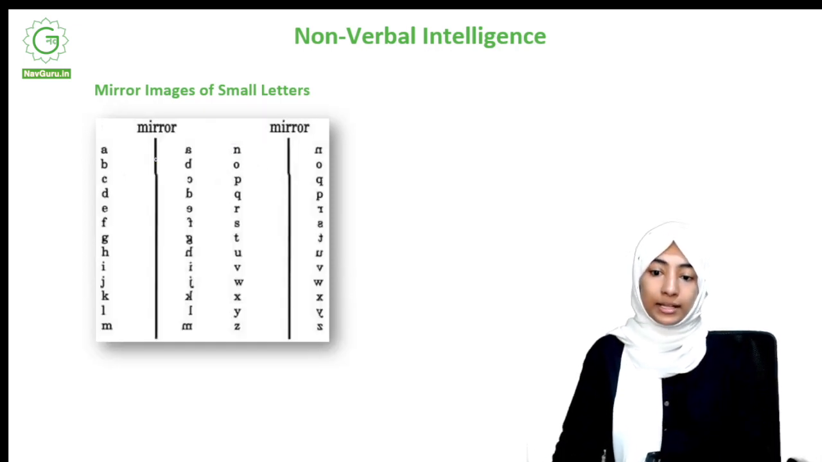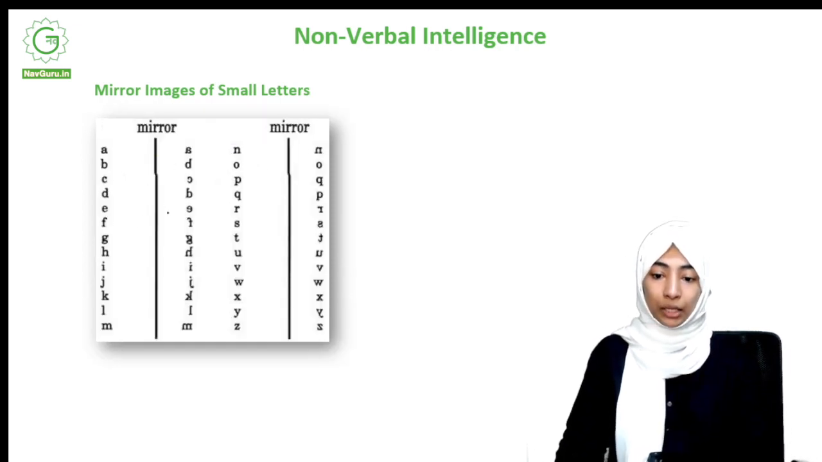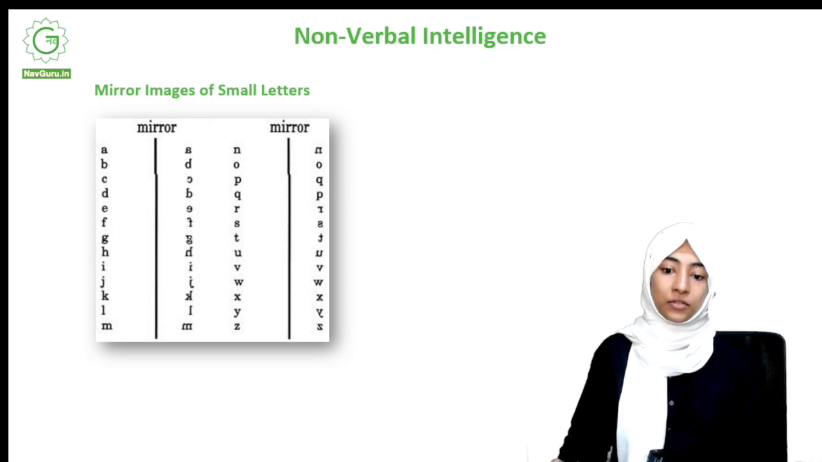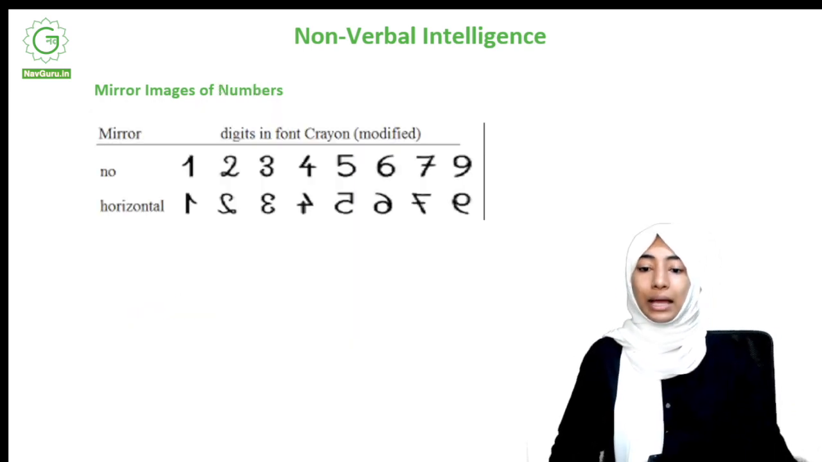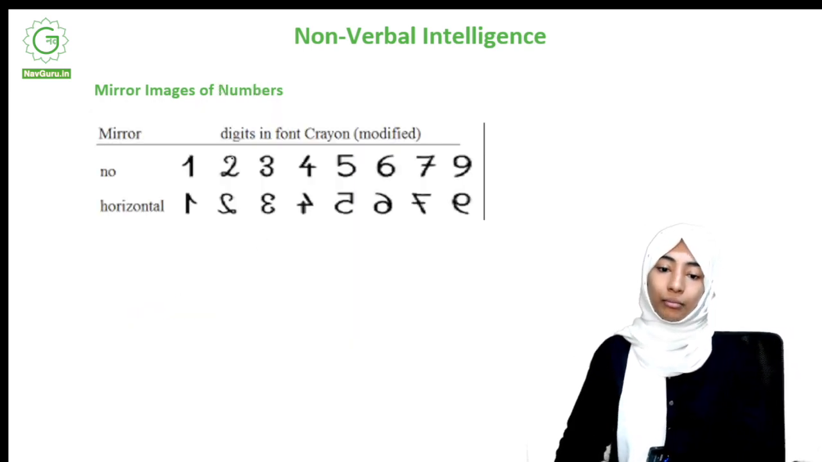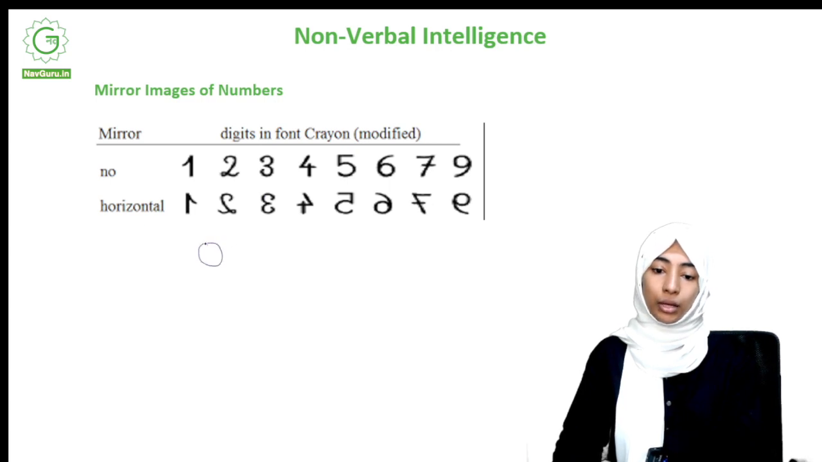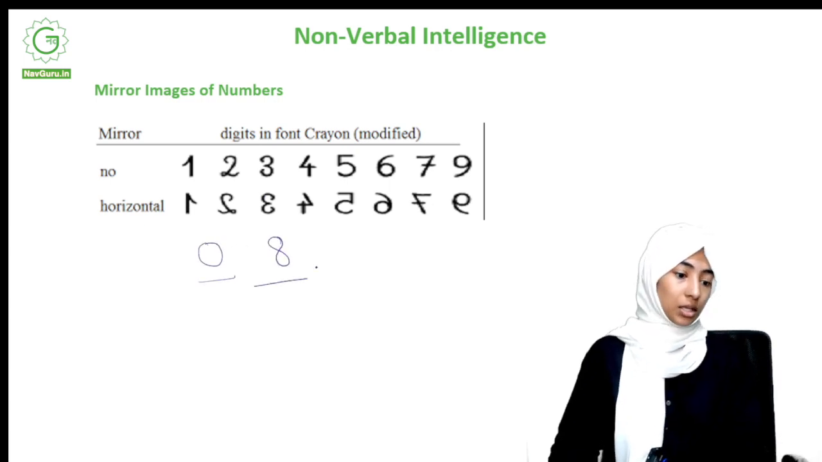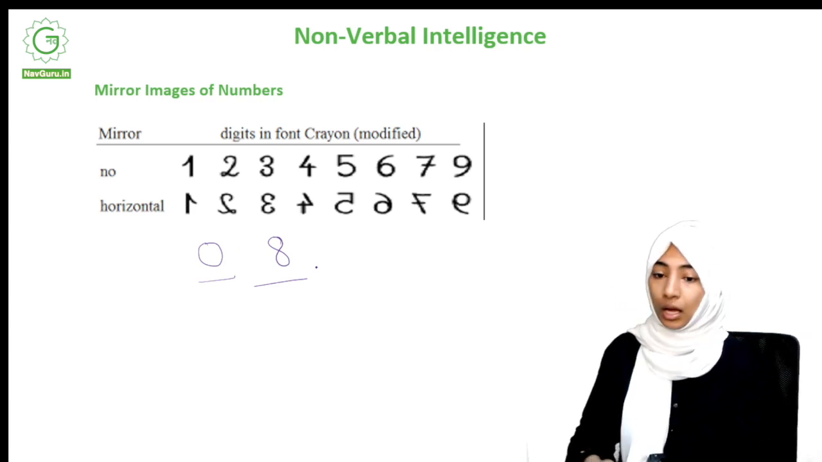For small letters also, we went through the same thing, looking at the letters for which the mirror image is the same as the actual letter. We saw I, we saw L, things like that. And for numbers, from 1 to 9, there are 2 numbers for which the mirror image and the actual number are the same. That is 0 and 8. Okay, moving on.